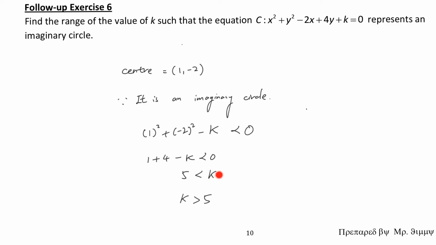Remember, in general, we need to put the variable on the left-hand side, so I need to write down this step. This is our final answer. k is greater than 5.